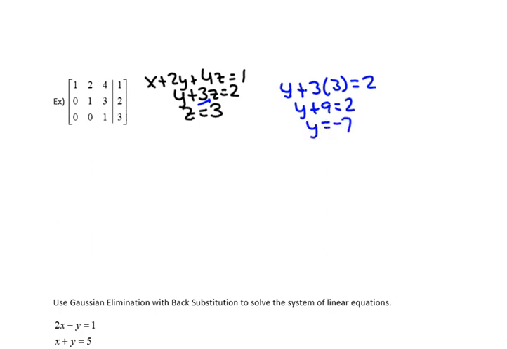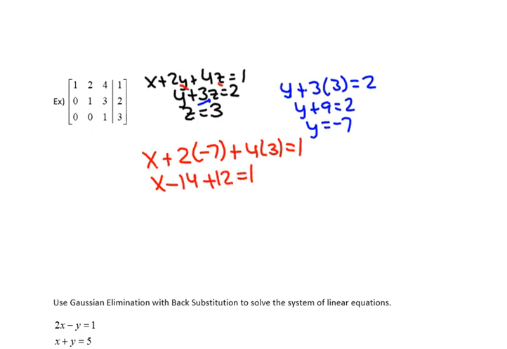Okay. Now, I can take this y equal to negative 7 and this z equal to 3 and solve the top equation for x. Again, easy equation to solve for. Okay. So now write it as an ordered triplet. Remember, it's x, then y, then z.